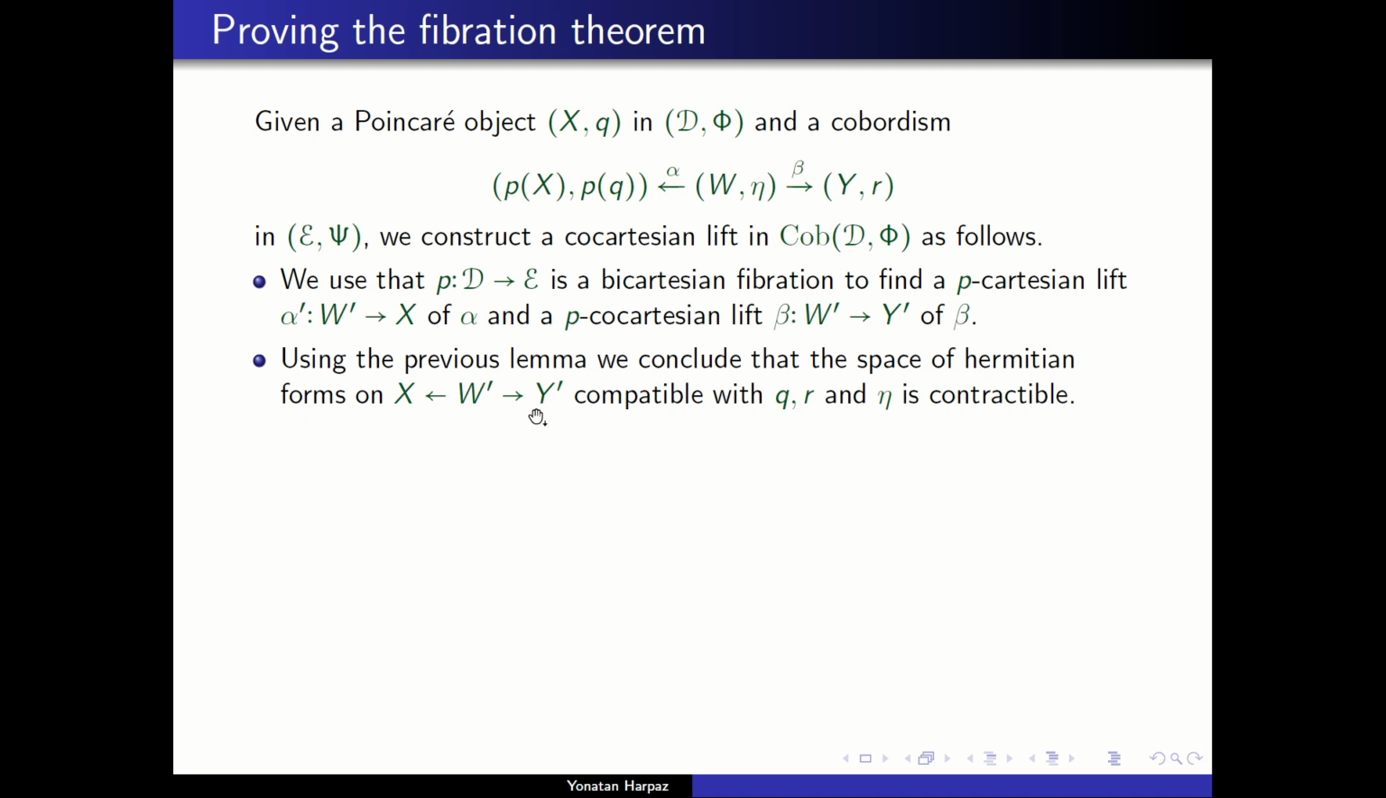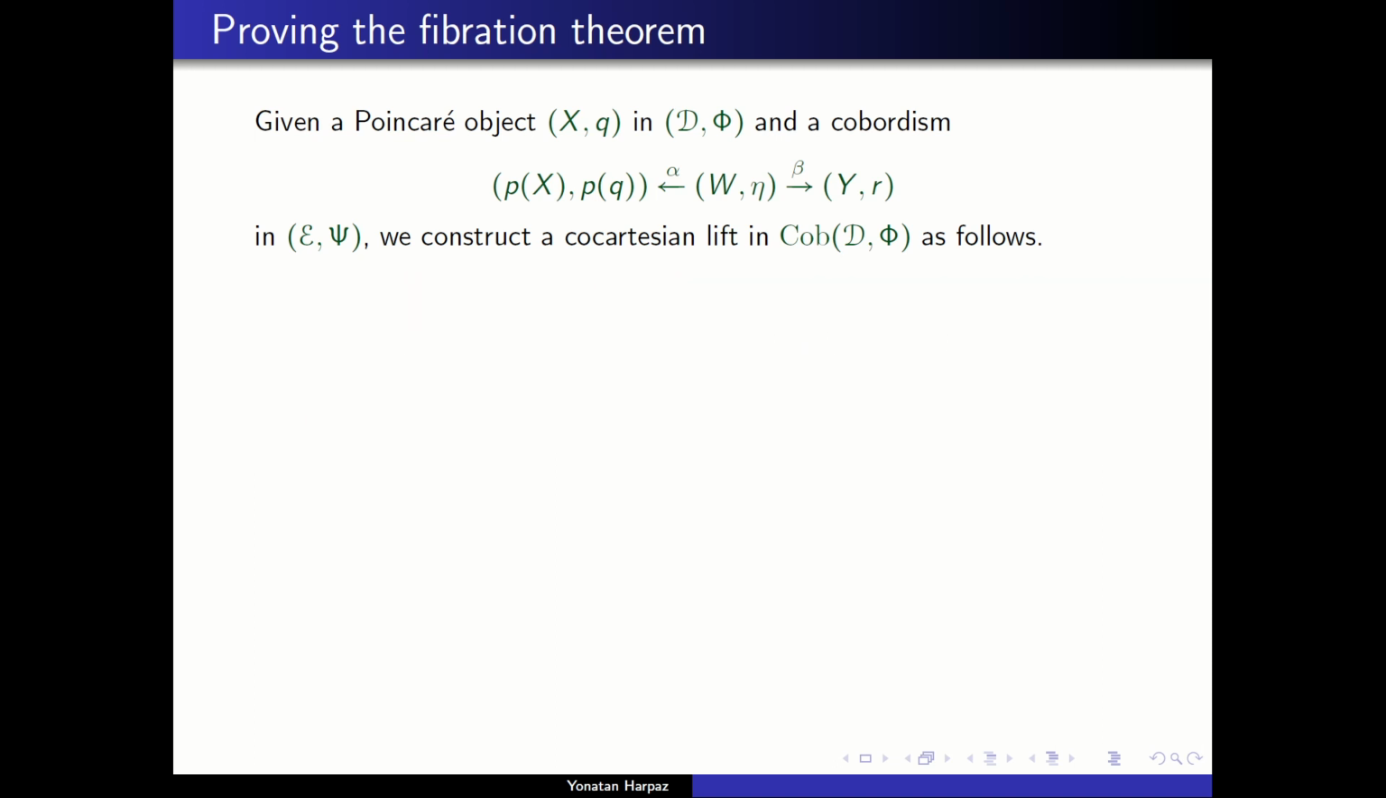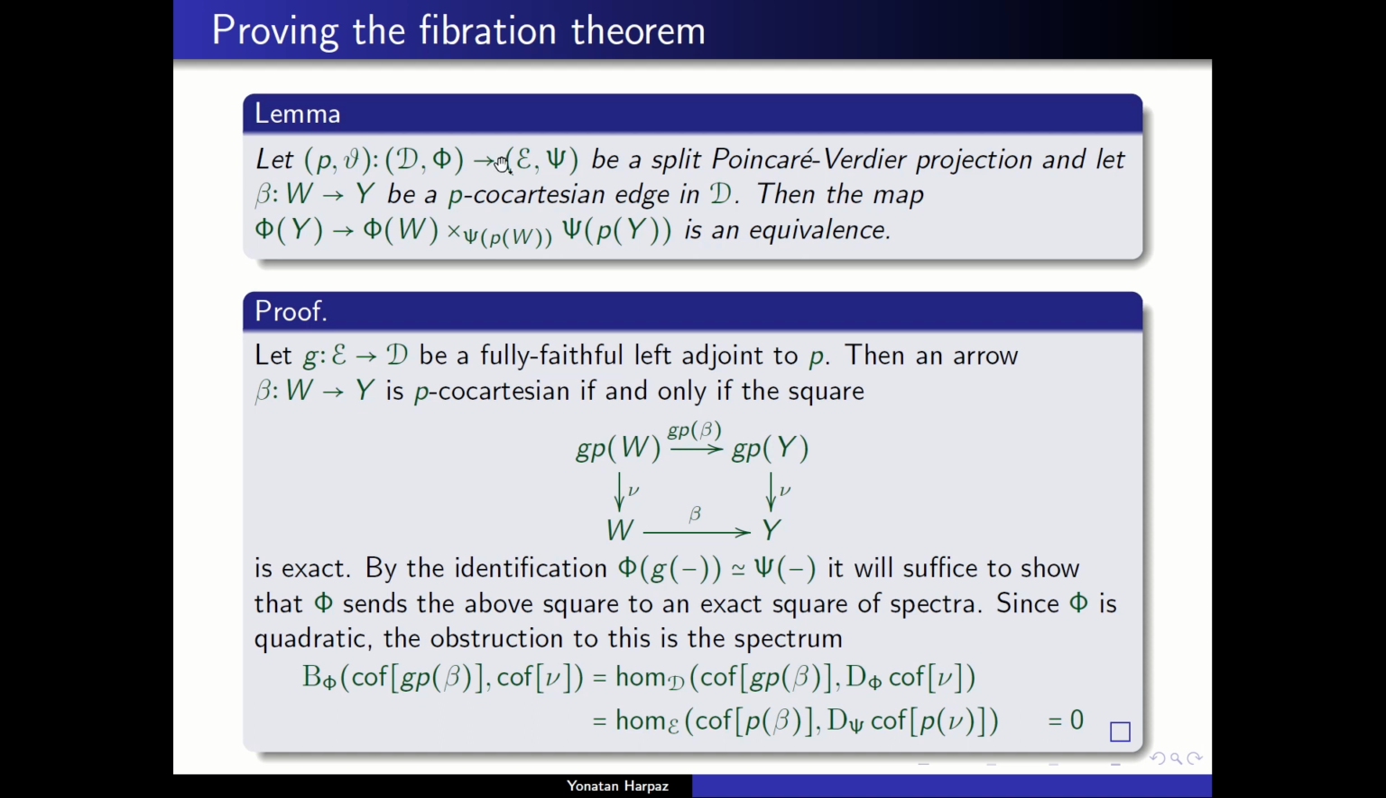Normally, we can't do this. This goes against the direction of the variance of our quadratic functors. However, what the lemma that we had here exactly tells us is that this map is an equivalence. So this means that to construct a Hermitian form on the target of a co-Cartesian edge is the same as having the form on its domain and then extending it to the target downstairs in E.